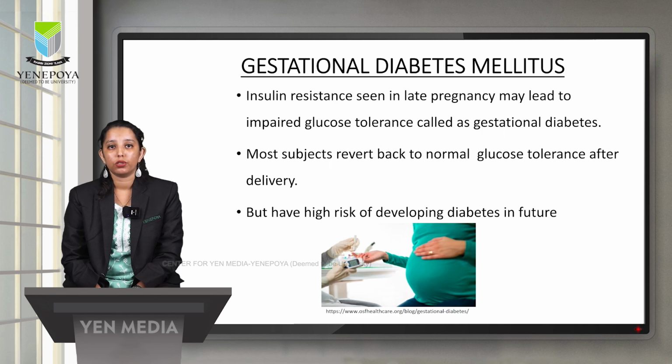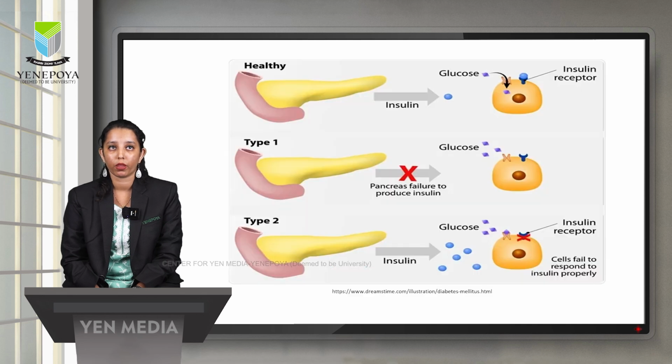Gestational diabetes. So this type of diabetes, normally when a woman is pregnant, in her late pregnancy, there might be observance of impaired glucose tolerance, which is called as gestational diabetes. Mostly the subject reverts back to normal glucose tolerance after delivery. So in this what happens is, after the delivery, the blood sugar level of that woman will be seen in the normal range, but they have a high risk of getting diabetes in future.